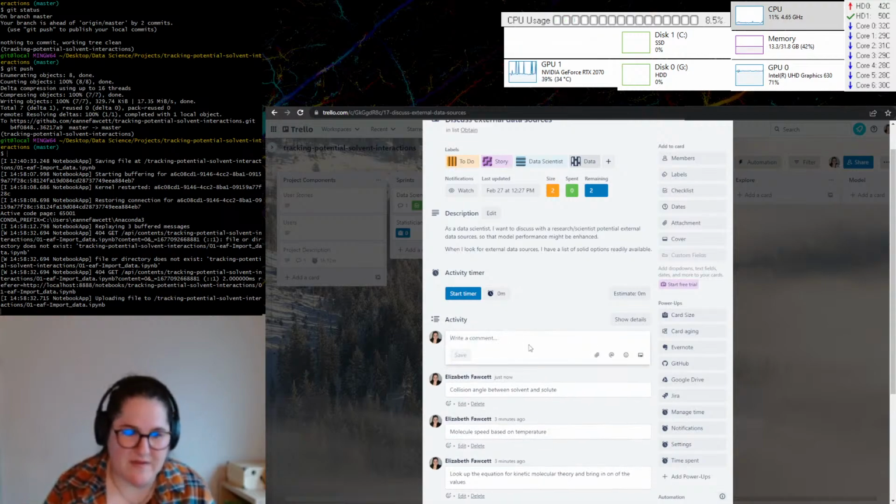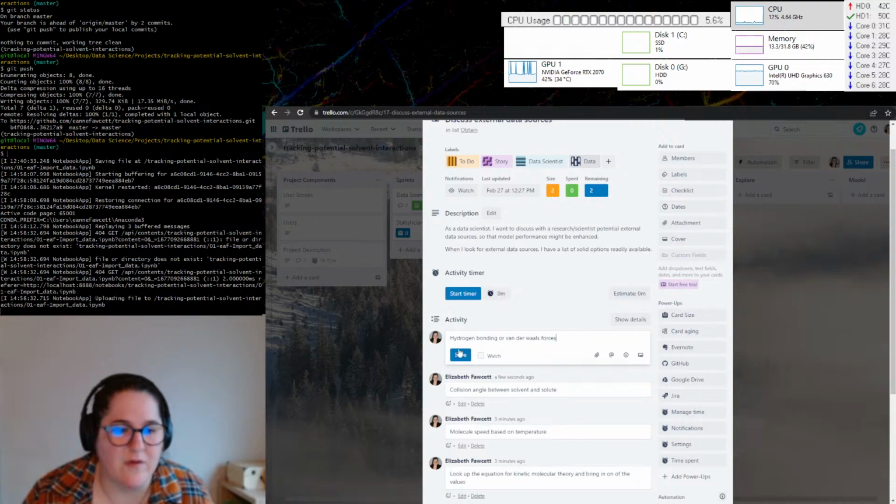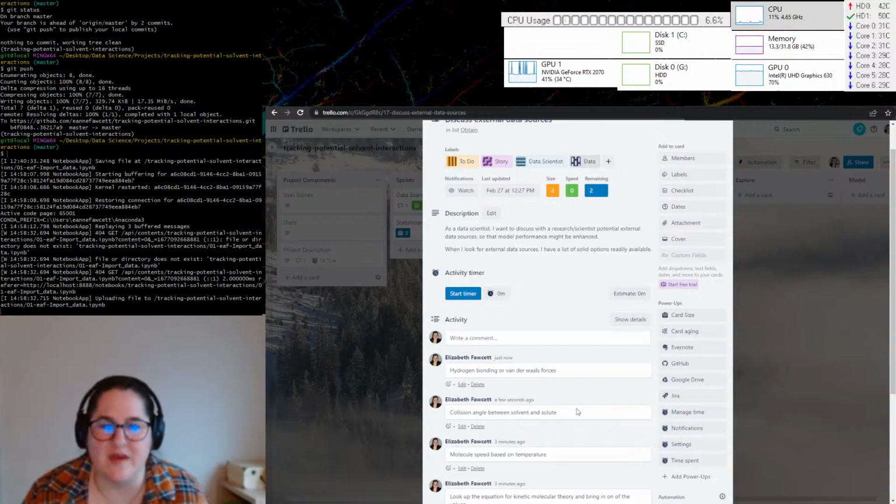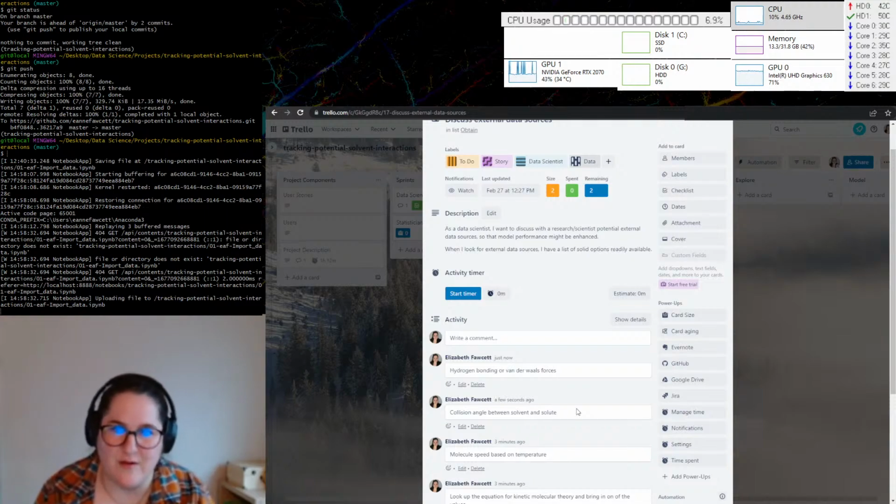Something that might be different is hydrogen bonding or van der Waals forces. That's something that we could calculate that's not presently in the data set. It would be van der Waals force. That would be really interesting, especially because we have this alcohol group that is approaching this ether.